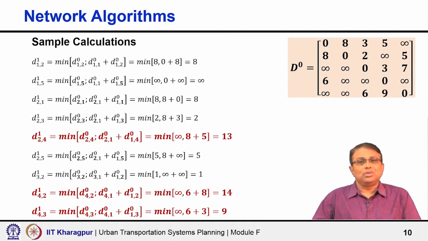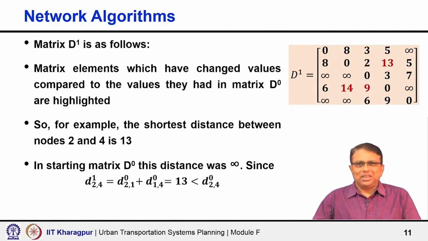For 4 to 3 also, there was no direct connection and the cost was infinity, and I find I can travel from 4 to 1 and 1 to 3 with a cost of 9. So, these are the 3 cells which should be updated, and the corresponding predecessor cells will also change. Let us see that. You can see here I have shown the D1 matrix, and the cells which have been updated I have marked in red color. So you can see 2 to 4, 4 to 2, 4 to 3.